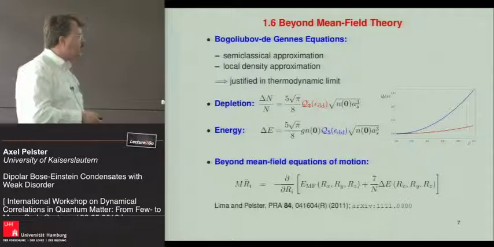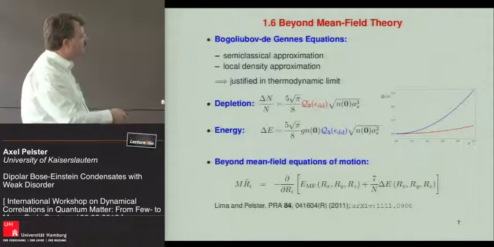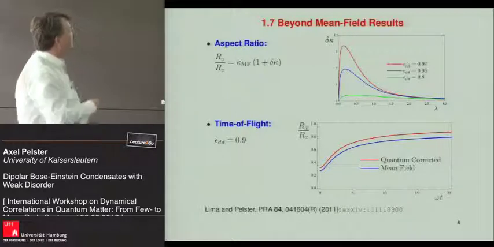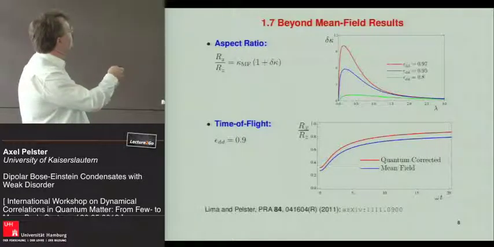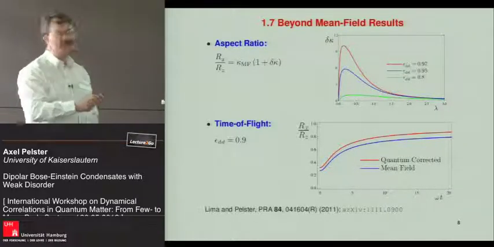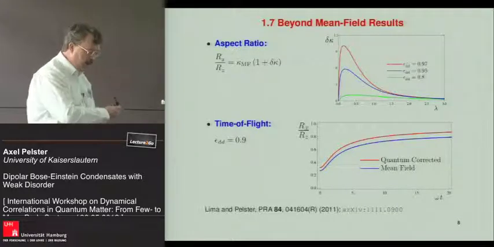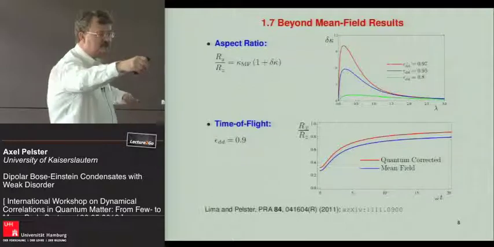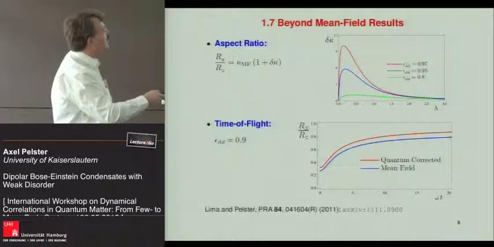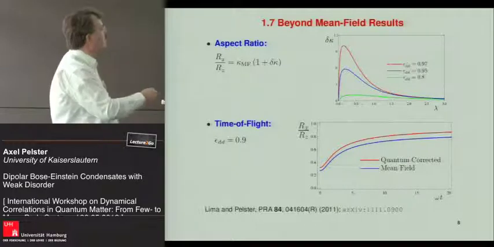In doing so, it is always assumed that these beyond-mean-field corrections are small perturbative corrections to the leading mean-field behavior. There are two results shown here. First of all, the aspect ratio changes due to the quantum fluctuations. Whatever we have here is positive. Positive means that the tendency to be elongated along the direction of the dipoles is reduced due to the quantum fluctuations, and depending on the concrete relative size of the dipolar interaction strength and the trap aspect ratio, one can have different results.